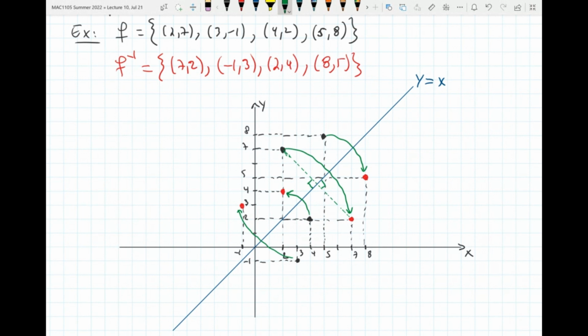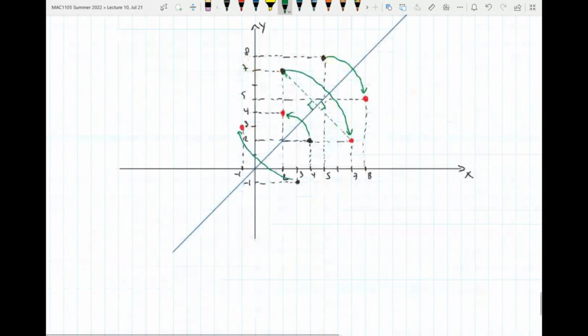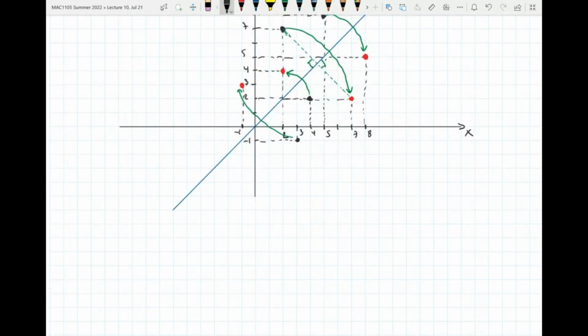In other words, if the function f is on top, then the inverse is going to be below this line. If there are portions of the graph of f that are below the line, then the inverse is going to go to the top. Do you understand this? And it's a reflection. So the remark here is, remark.